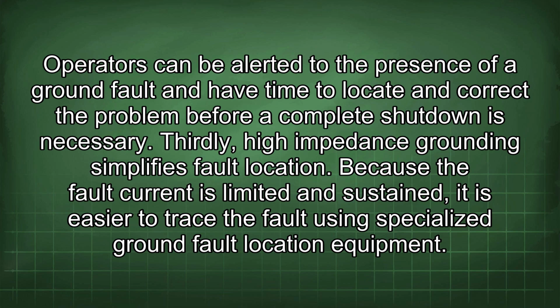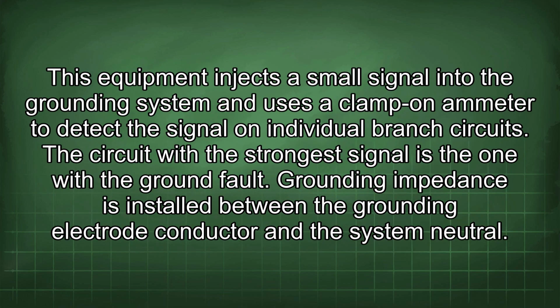Thirdly, high impedance grounding simplifies fault location. Because the fault current is limited and sustained, it is easier to trace the fault using specialized ground fault location equipment. This equipment injects a small signal into the grounding system and uses a clamp-on ammeter to detect the signal on individual branch circuits. The circuit with the strongest signal is the one with the ground fault.